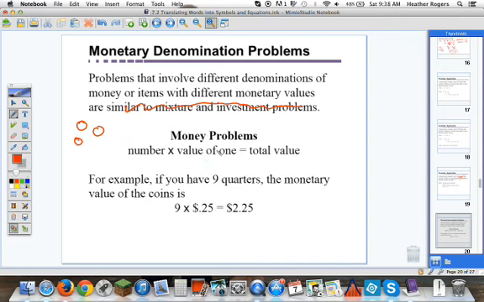All right, so these money problems are going to follow how we count money. We take the number of items times the value of the item. For example, if you have 9 quarters, you're not going to say 25 plus 25 plus 25 and count all 9. You're going to count up how many quarters I have. Oh, 9 of them? 9 times 25 cents is 225. Okay?